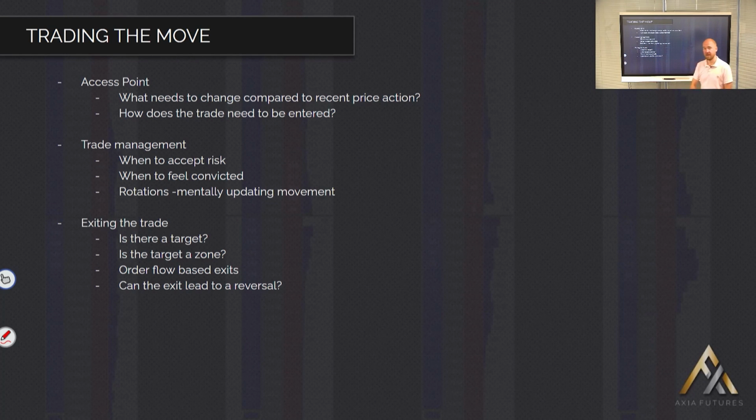The next part of that, and I'll show you this with a little box, when to feel convicted. At what point can you, when you're in that trade, say, yes, I'm right now. And once you're right on the trade, your thought process needs to change from where do I get in, what's the risk that I'm accepting, more to where am I looking to get out of this? What are my targets and what do I need to see to stay in? And to stay in, it's about thinking about rotations and mentally updating yourself on what's going on.